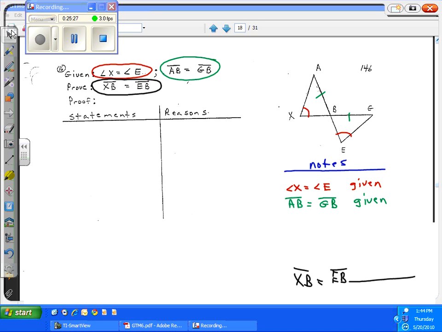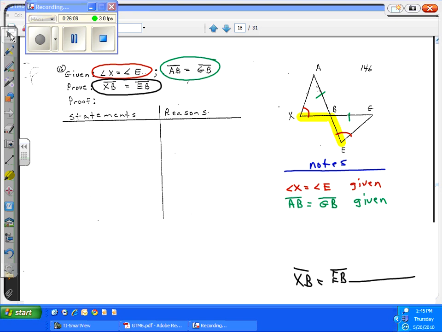We had all those properties of equality: addition, subtraction, multiplication, division, substitution, transitive, all of those things. We have corresponding parts of congruent triangles are equal. We have opposite sides of a rectangle are equal. We have all of the sides of a rhombus are equal. All the parallelogram properties. And so what we think is, okay, could we prove that XB, I'm gonna highlight these.